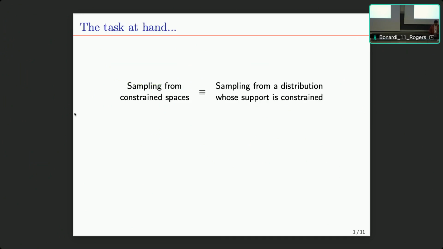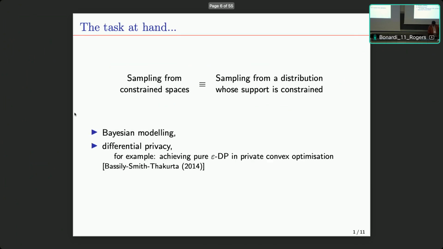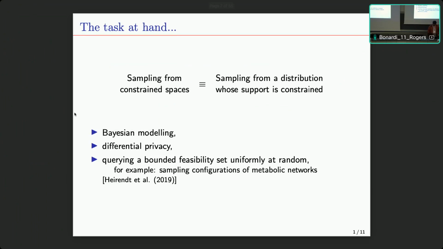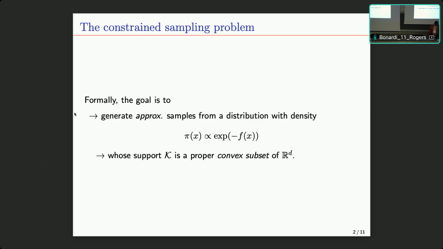In the previous talk, for example, we had the unconstrained setting. So this is common, once again, for Bayesian modeling, differential privacy, querying a bounded feasible set, or randomized algorithms for volume computation. And more formally, the goal is to generate approximate samples from pi proportional to e to the minus f. And the support of this target distribution pi is a proper convex subset of R^d.